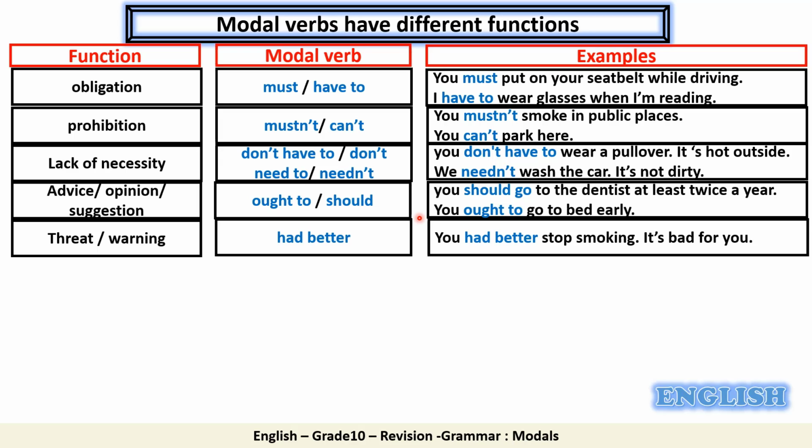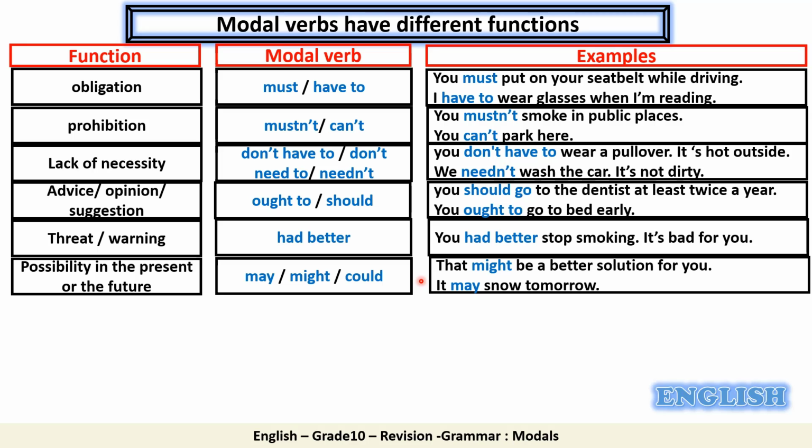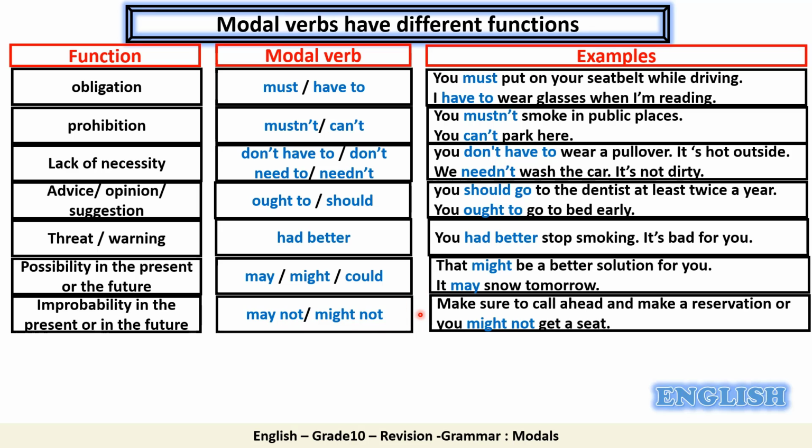It's bad for you. Another function, which is possibility in the present or in the future, and it is expressed either by may or might or could. For example, that might be a better solution for you, or it may snow tomorrow. Besides, improbability in the present or in the future, and it is expressed by the modal may not or might not. For example, make sure to call ahead and make a reservation, or you might not get a seat.